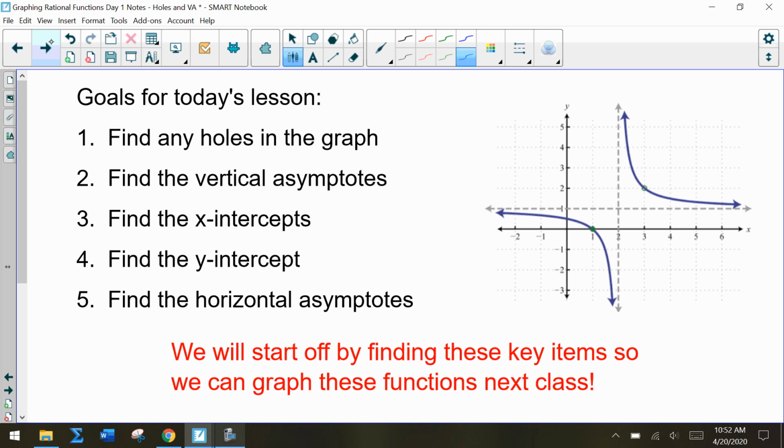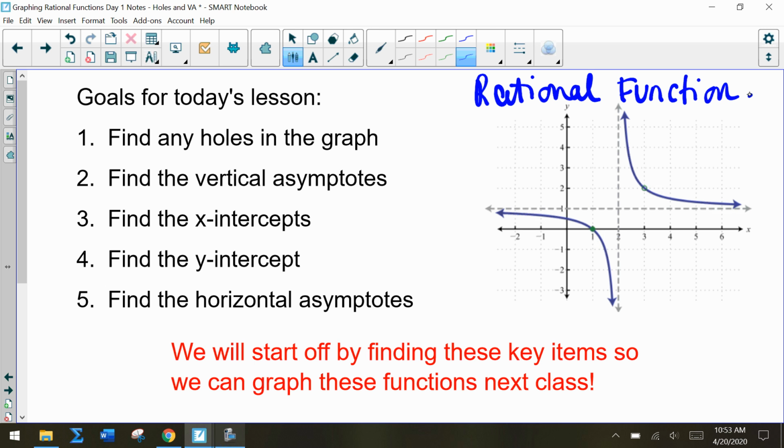So just to go through some goals of the lesson, here's an example of a rational function. Okay, that's what it will end up looking like, many of these. Rational functions can look like a variety of different ways. However, we're going to primarily look at ones that look like this for the time being. And then we'll explore some other ones that have very different characteristics.